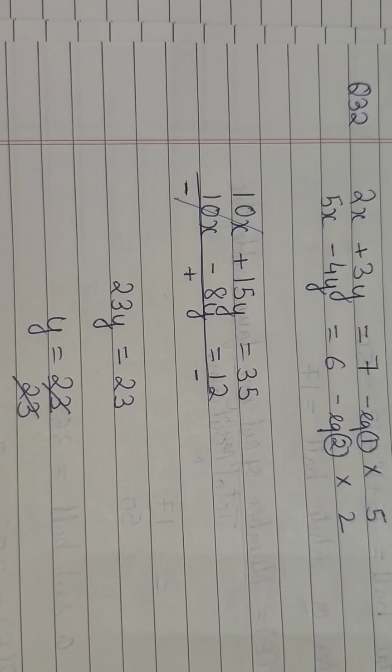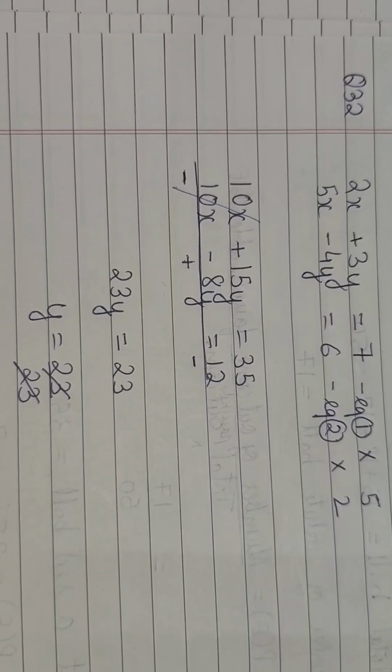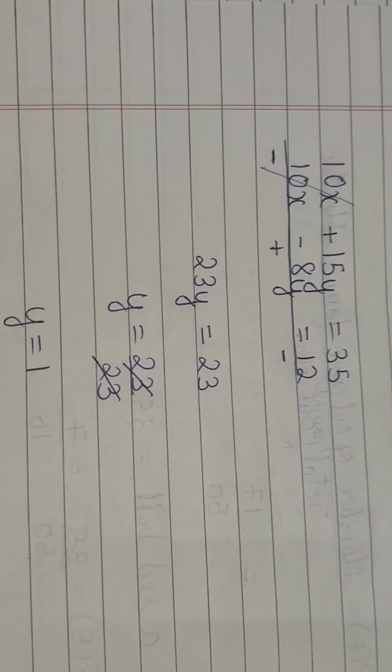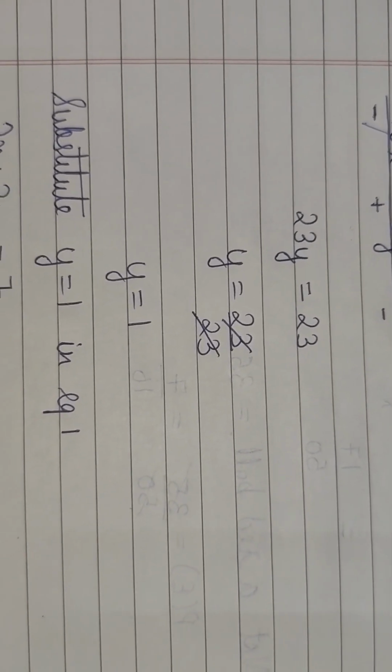Now I have to change the signs. For plus 10 it will be minus, and for minus 8 it will be plus 8. And for 12 it will be minus 12. So 23y is equal to 23, so y is equal to 1.